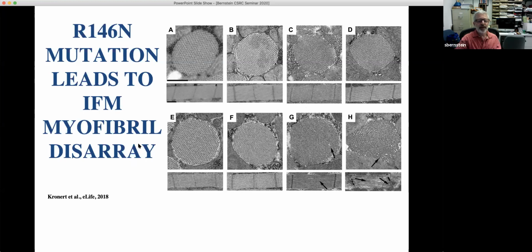And then when we express the R146N mutation, it assembles normally, but within a couple of days, there seems to be some problems in the structure shown by the arrows. And later on, a couple of weeks, there's a lot of disarray when you look at this sarcomere, of course, in longitudinal section. So it appears that, somewhat akin to the human situation, we are getting disarray as a result of expressing one of these hypertrophic cardiomyopathy myosin mutations in the fly.